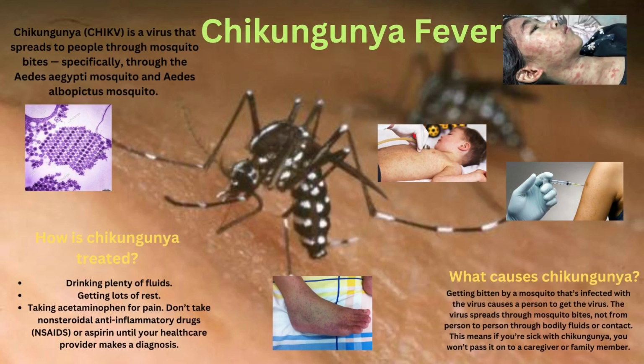Chikungunya fever. Chikungunya is a virus that spreads to people through mosquito bites, specifically through the Aedes aegypti mosquito and Aedes albopictus mosquito. What causes chikungunya? Getting bitten by a mosquito that's infected with the virus causes a person to get the virus. The virus spreads through mosquito bites, not from person to person, through bodily fluid or contact. This means if you are sick with chikungunya, you won't pass it on to a caregiver or family member.